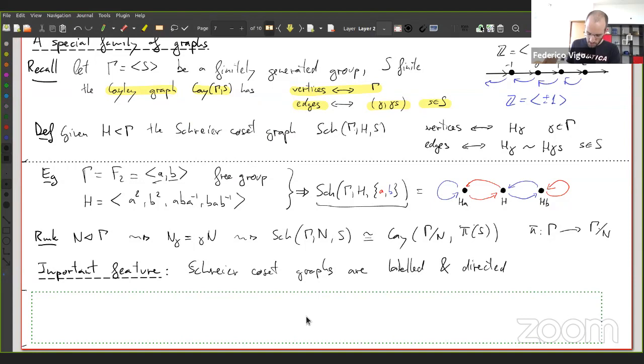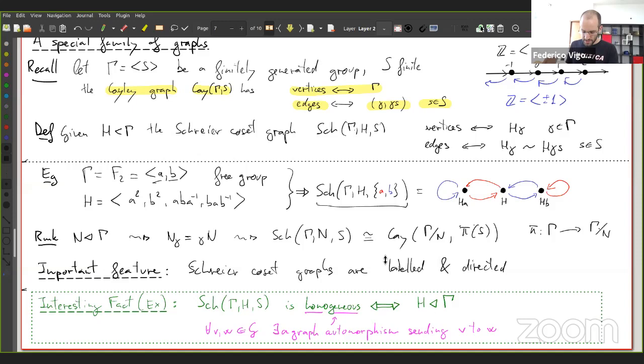As a small aside, which is not important but is an interesting fact, the Schreier graph is homogeneous in the sense that for any two vertices V and W, there exists a graph automorphism sending V to W, preserving the labeling, if and only if the subgroup we are starting with is normal in Γ. One direction is obvious and follows from the remark: if N is normal, then it is a Cayley graph, and Cayley graphs are very homogeneous. The opposite direction is an interesting fact, which you can conclude as an exercise. It was not in the exercises of the course, but it is interesting to know. Anyway, back to us.